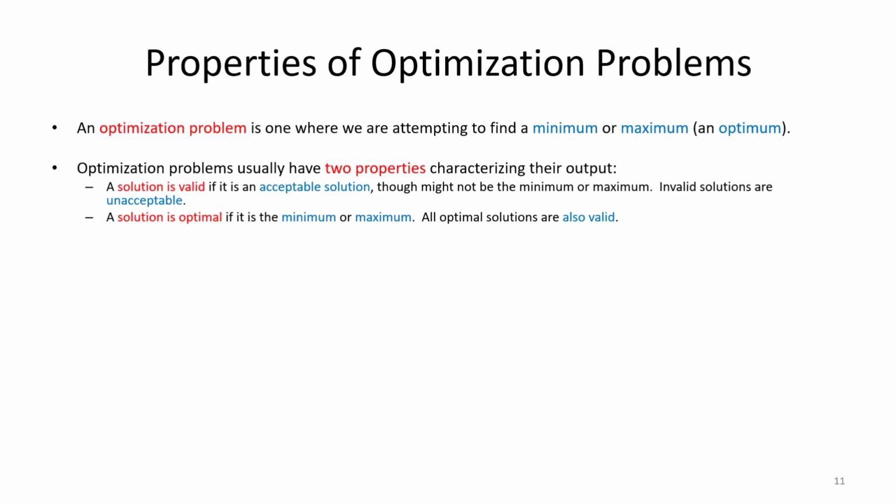So a solution is going to be valid if it counts as an acceptable solution, though it might not be the best solution. And this is important because usually for problems, some outputs are going to be acceptable while others are not.